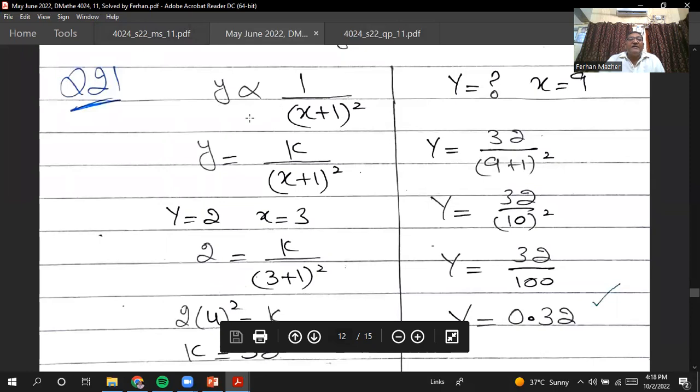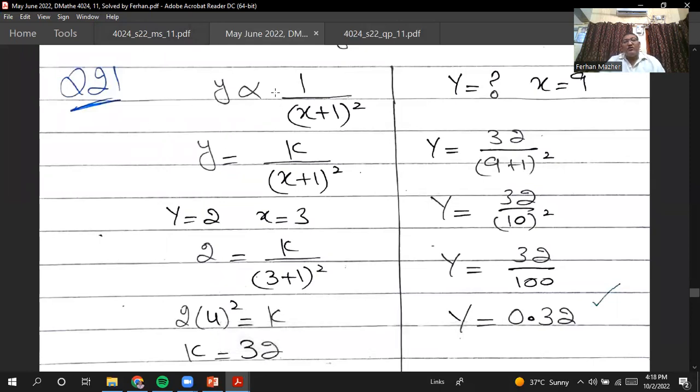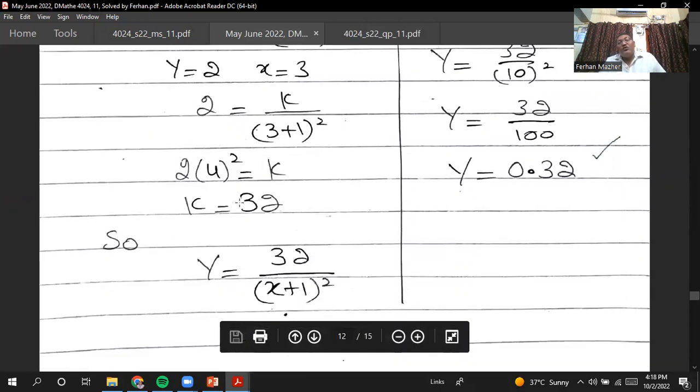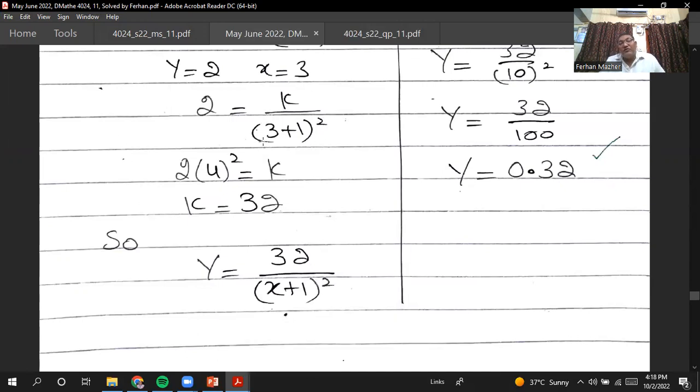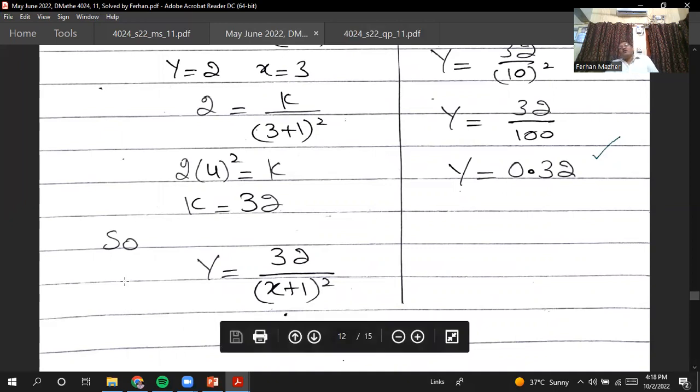So y is inversely proportional to, and so I will write y proportional to 1 by (x plus 1) whole square. So y will be equal to k by (x plus 1) whole square. So y is 2 when x is 3. So just put those values in this formula. In the place of y, I put 2. In the place of x, I'll put 3. So I will have 2 is equal to k divided by (x plus 1) whole square. So it will become 4 square. That will be 16. So 2 multiplied by 16 will be 32. So the k value is 32. The formula will become y equals 32 divided by (x plus 1) whole square.